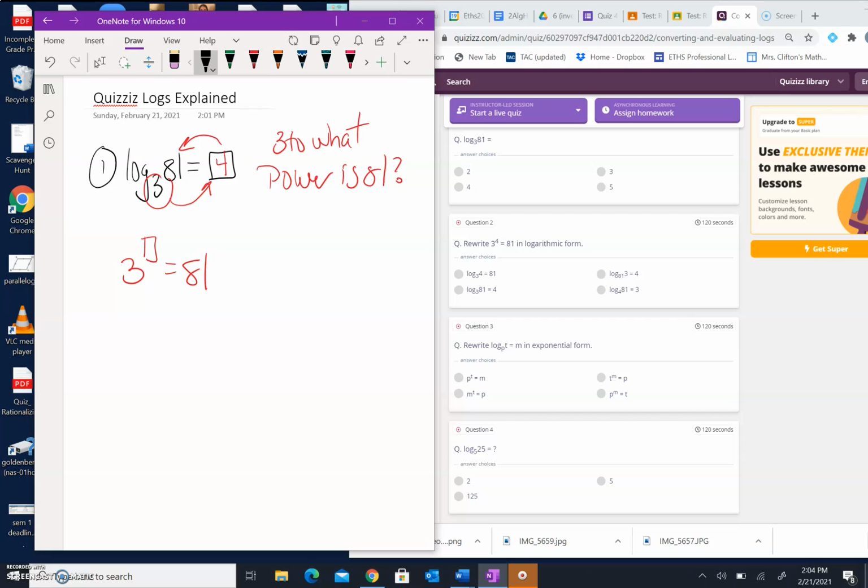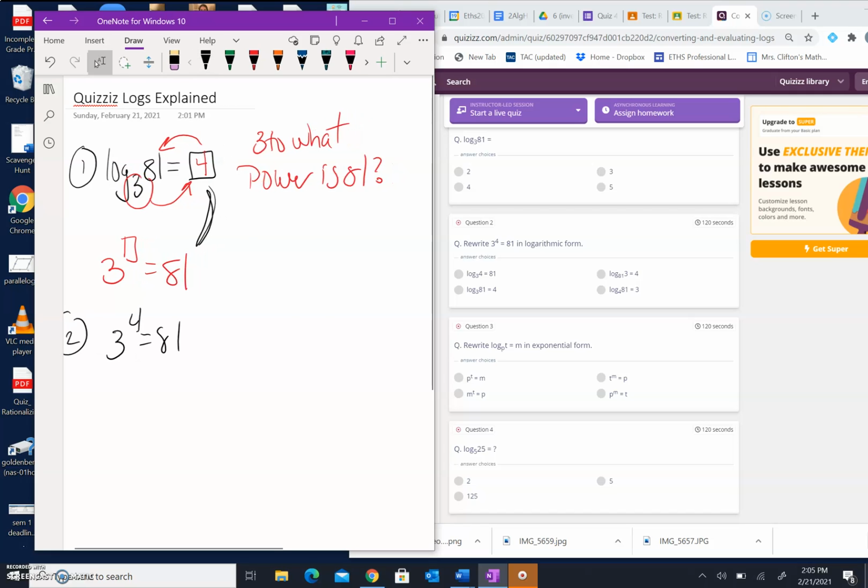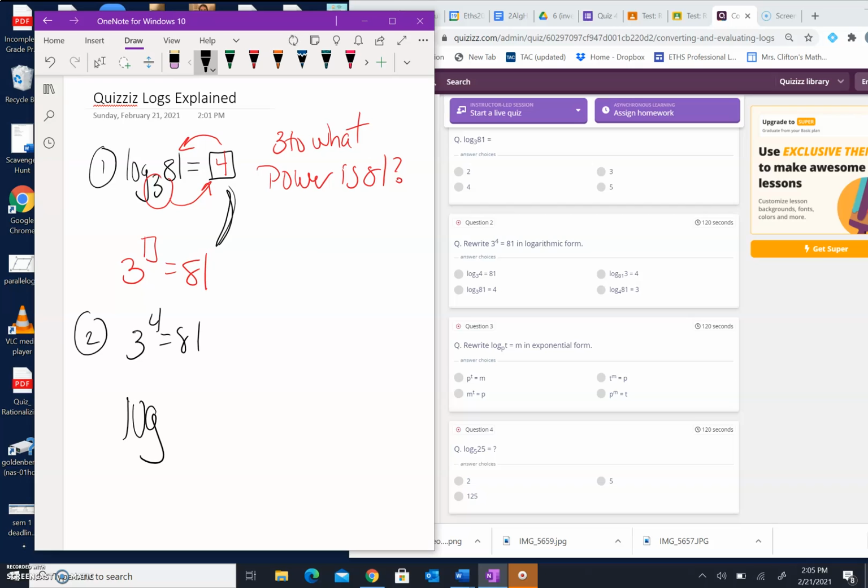Okay, the second one is taking 3 to the 4th equals 81 and writing it in log form. The first one took a log and we had to think about it using exponential ideas. These are saying the same things. So 3 to the 4th power is 81. It's a little tricky knowing what number goes on the bottom. It's going to be the 3. Then the 81 goes here, and then it's going to be equal to whatever number.